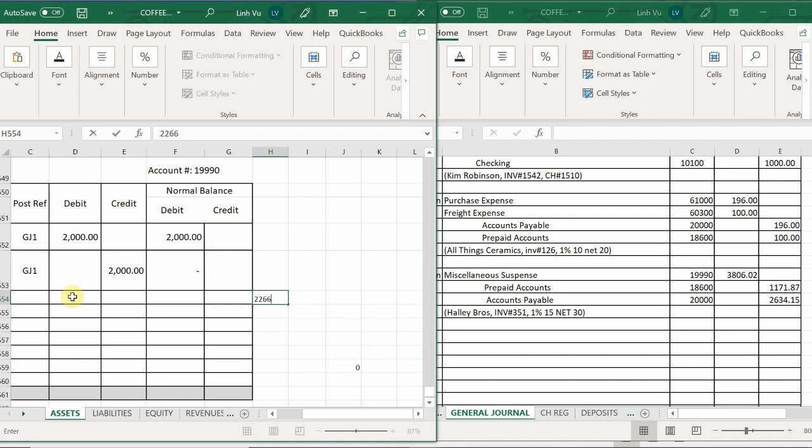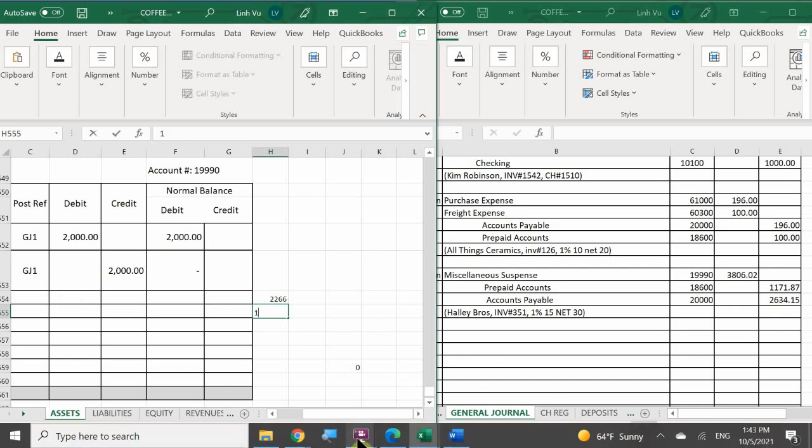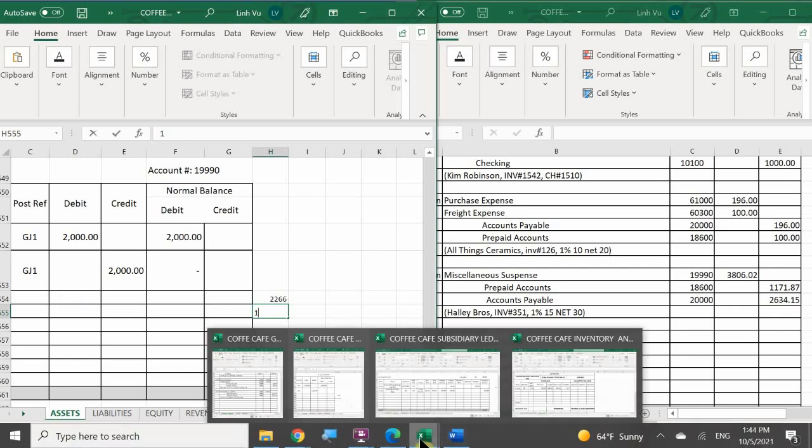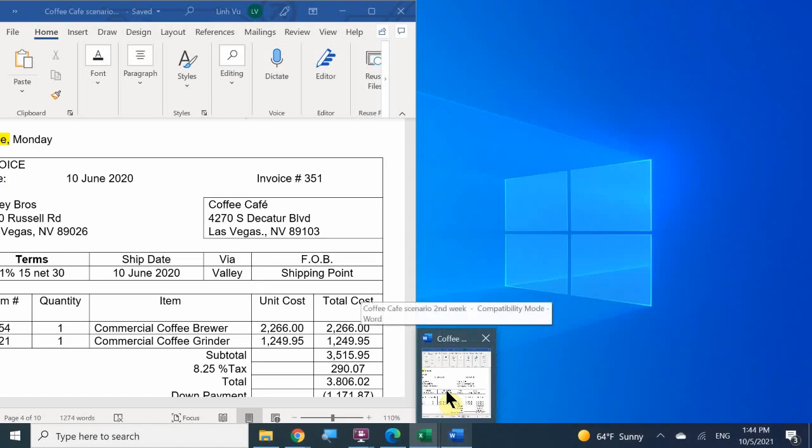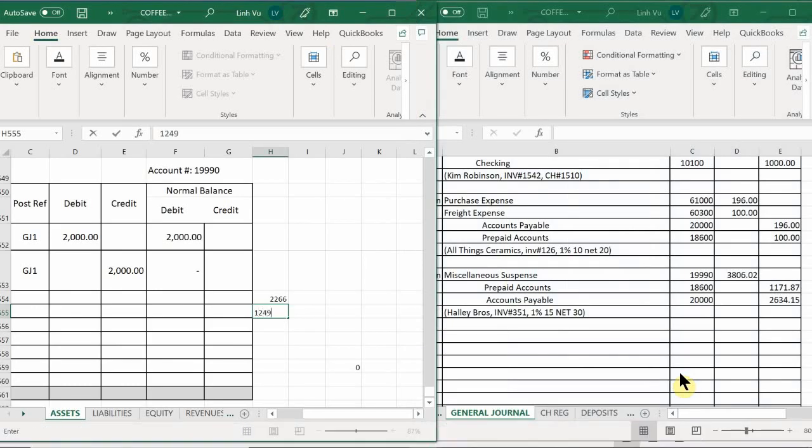So in this case, how much was my coffee brewer? 2,266 plus taxes. Okay. How much was my coffee grinder? 1,249.95 plus taxes. 1,249.95. Okay. So how much is it if it's taxed?